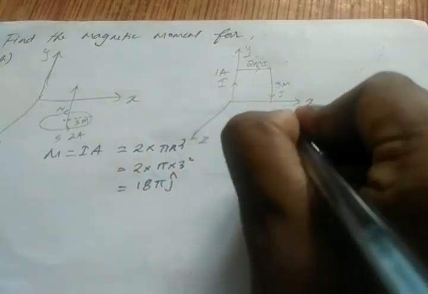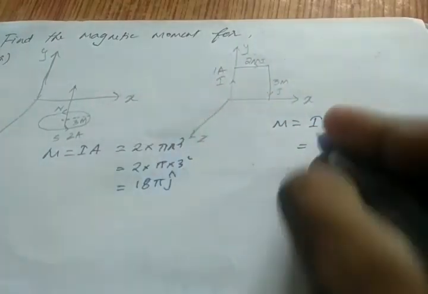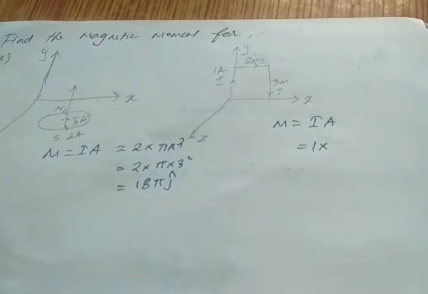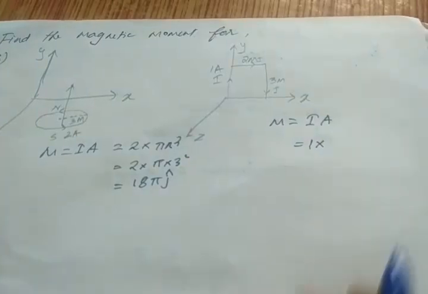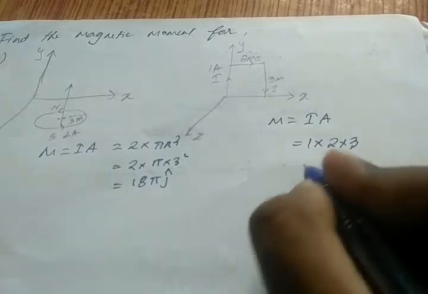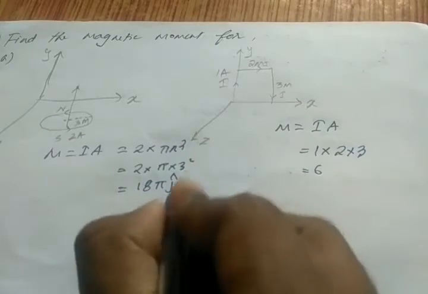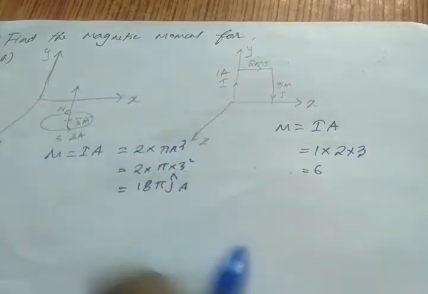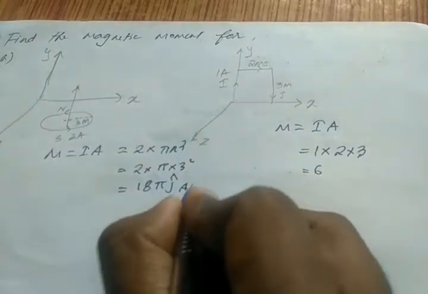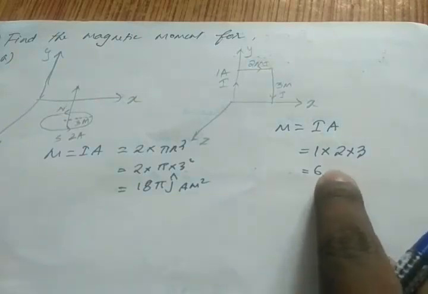Okay, so find using the formula M equal to IA. What is the current? Current is 1 ampere. 1 into what is the area? Area of the rectangle, side into side, so 2 into 3, and it will be equal to 6. So here the unit is ampere meter square. Unit of current is ampere, unit of area is meter square. So ampere meter square. So here 6 in which direction?